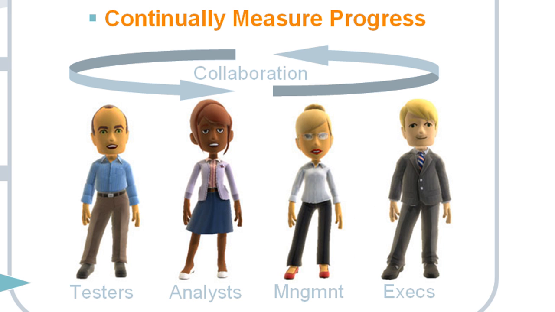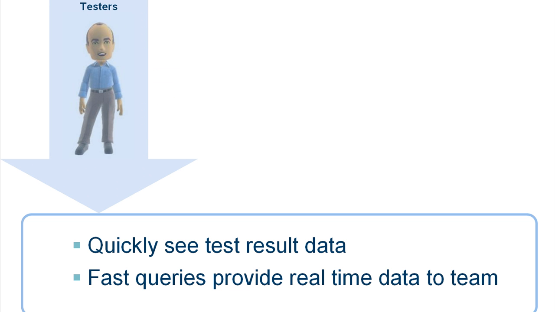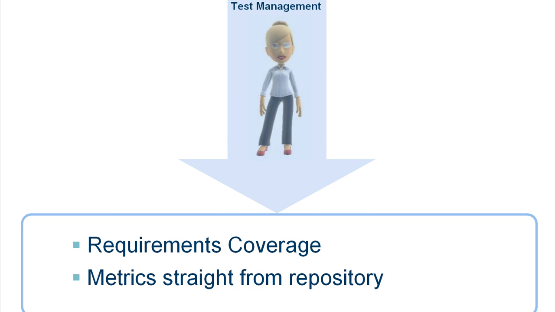Now let's look at the value of RCR to some of these collaborative users. Common Reporting is for testers looking to quickly see their test result data. In the fast queries, they can provide real-time data to their teams. RCR is also for test management. Start getting a handle on your requirements coverage.